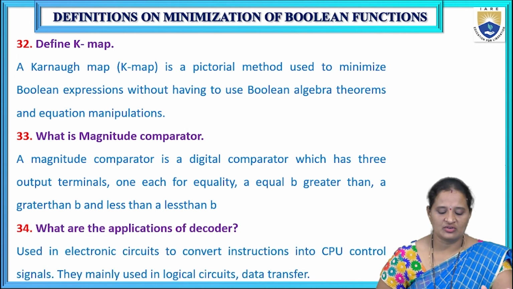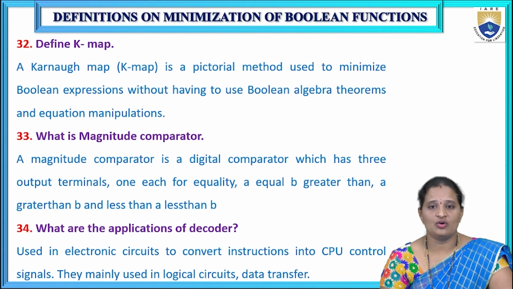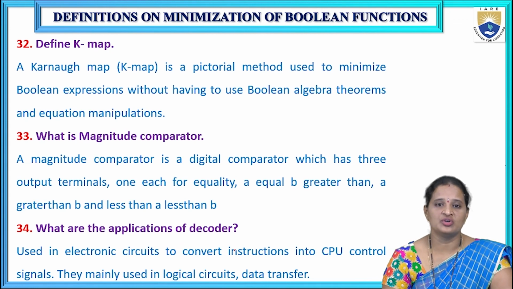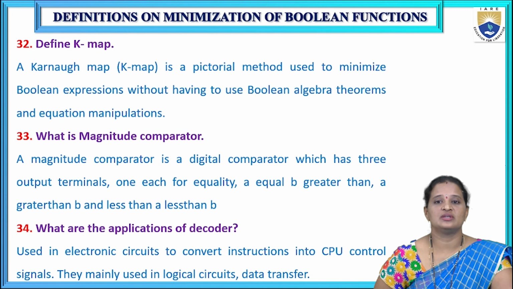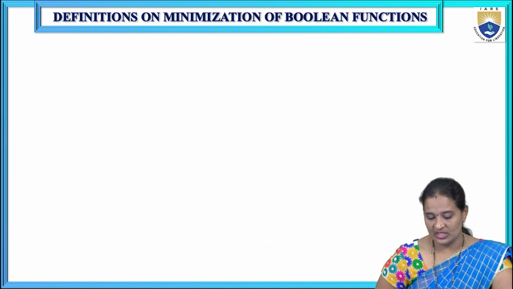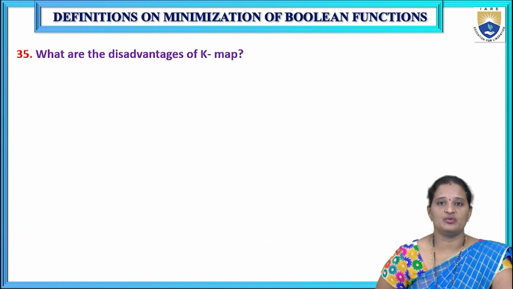What are the applications of decoder? The decoders are mainly used in circuits to convert instructions into CPU and control signals, and they are also used in logic circuits for data transfer. So these are the applications of decoders.